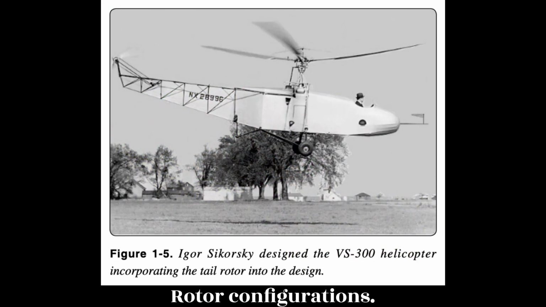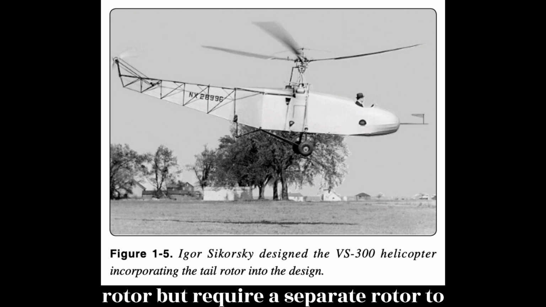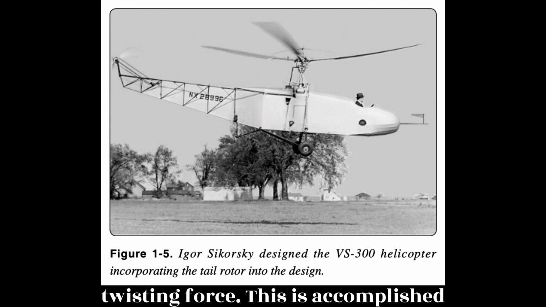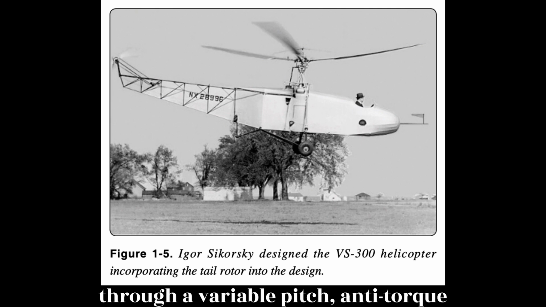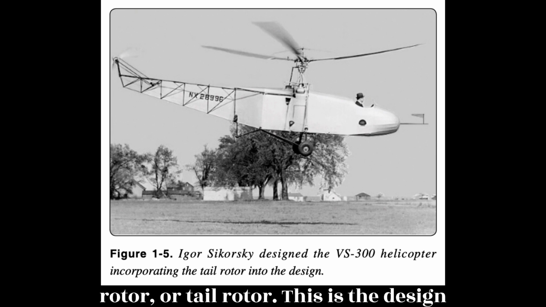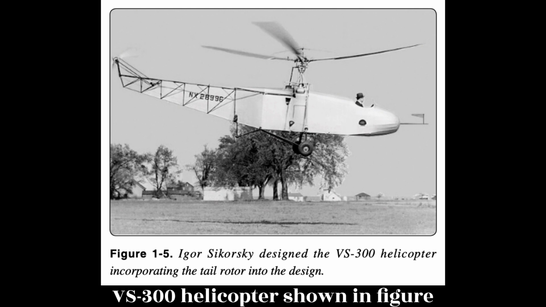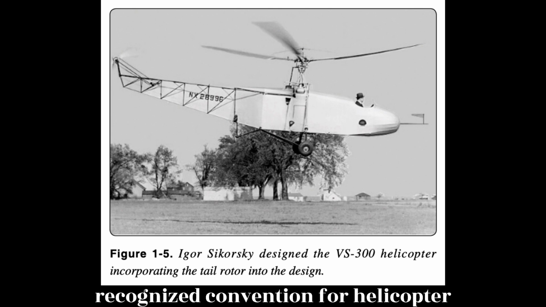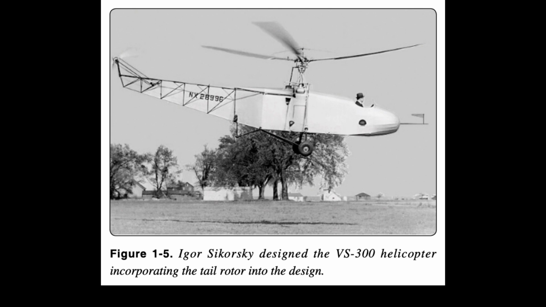Rotor configurations. Most helicopters have a single main rotor but require a separate rotor to overcome torque, which is a turning or twisting force. This is accomplished through a variable pitch, anti-torque rotor, or tail rotor. This is the design that Igor Sikorsky settled on for his VS-300 helicopter shown in Figure 1.5. It has become the recognized convention for helicopter design, although designs do vary.